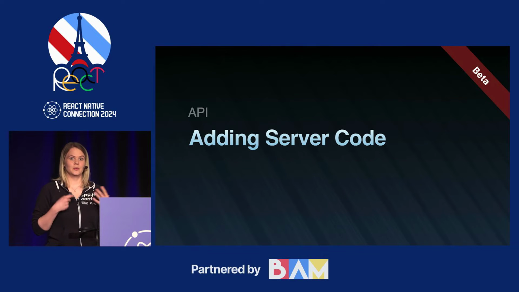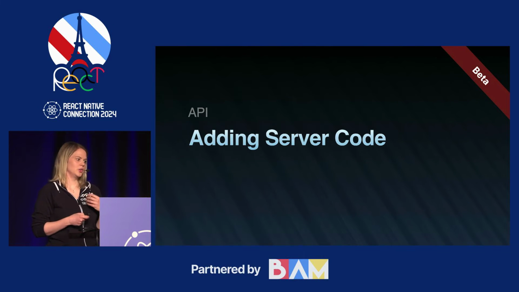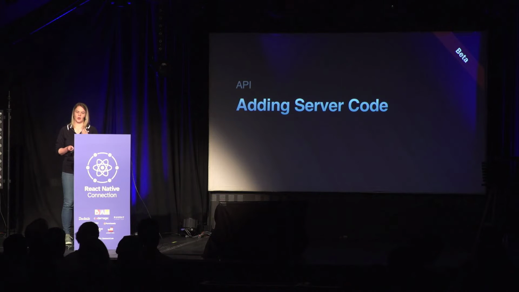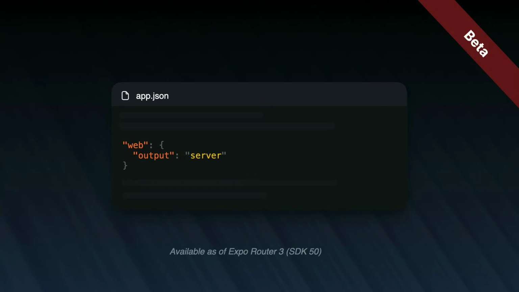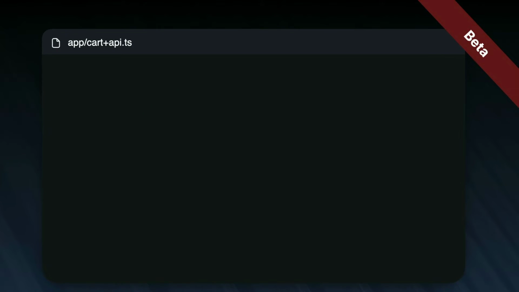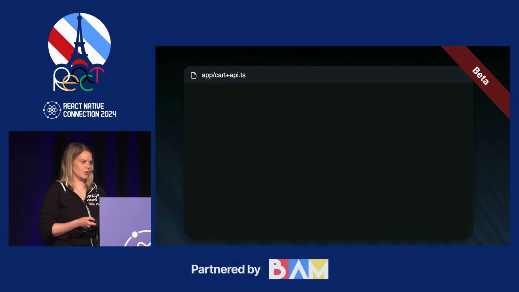From Expo Router v3, you can write server code directly in your React Native codebase. So this is only available in server mode. In your app.json, you will have to change the web output to server for this to work. After which, however, you can create server-specific code. You can create API routes.